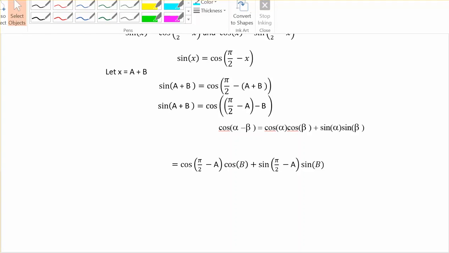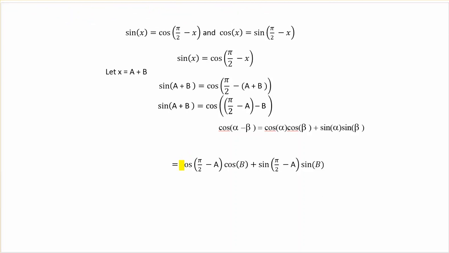Now, at this point, we grouped it in such a way that we could use what we know about the cosine of pi over 2 minus a. That's equal to the sine of a, because the cosine of pi over 2 minus x is equal to the sine of x. So the cosine of pi over 2 minus a is equal to the sine of a.